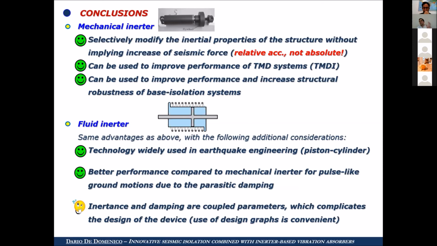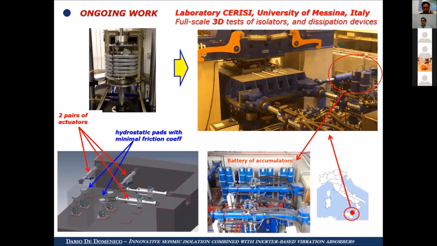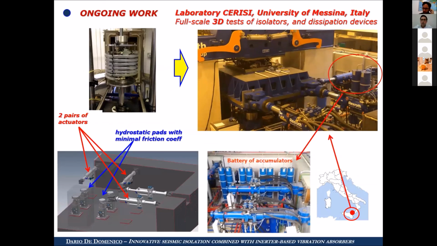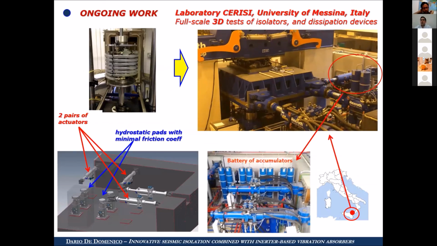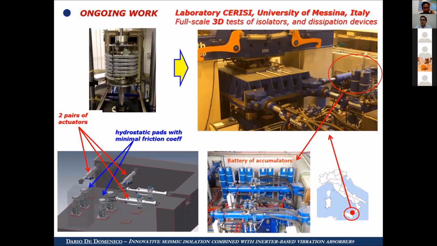And among the two variants, the mechanical and the fluid inerter, there are some advantages in using the fluid inerter, in particular with respect to pulse-like ground motion, as I have shown in my presentation. So the next step is to test this device from a small scale to real scale, to do some testing in our laboratory at the University of Messina.